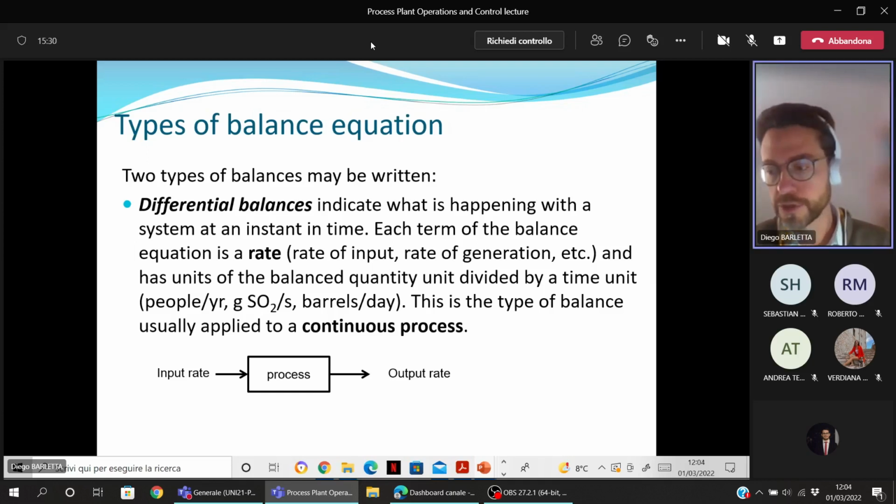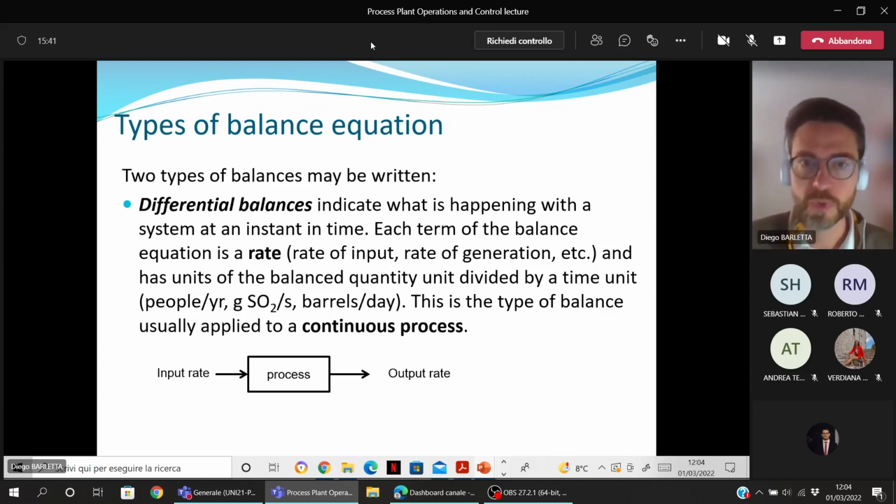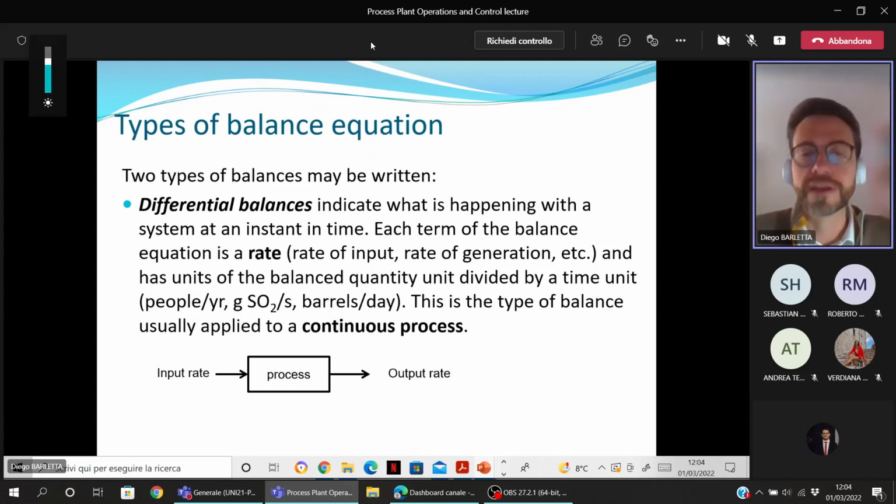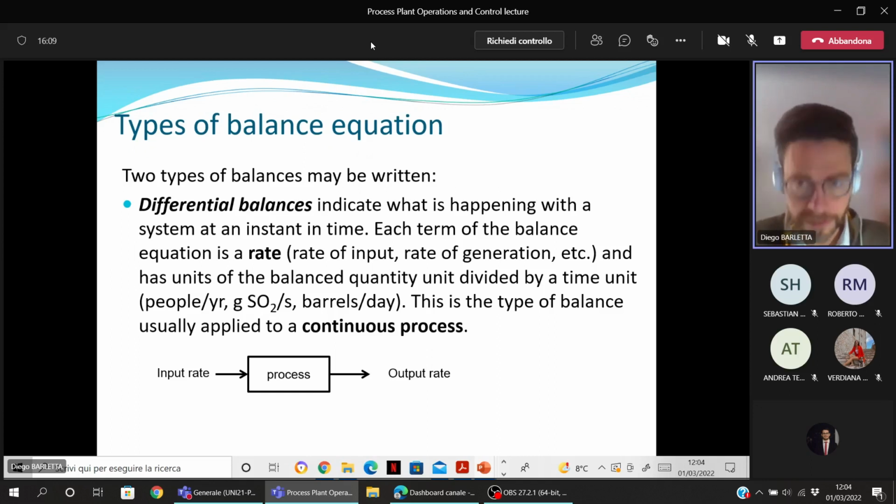And so this means that the unit will be the balanced quantity divided by a time unit, which in the case of mass balance is mass divided by time. So it will be, in case of mass balance, kilograms per hour, kilograms per second, kilograms per day, and so on, tons per year, and so on. Of course, if we are doing balances on different things, like we will see with the simple examples, it could be another type of balanced quantity, but in any case it will be per time unit.